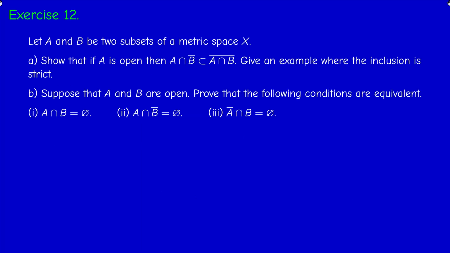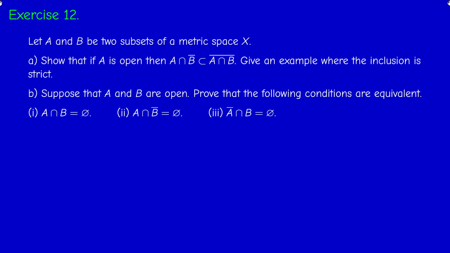Okay, now the last exercise could also be an examination question. We have two subsets of a metric space. So A and B are two subsets of a metric space. We have to show that if A is open, then A intersected with B bar is contained in the closure of A intersected with B, and we have to give an example where the inclusion is strict. That is the first question.